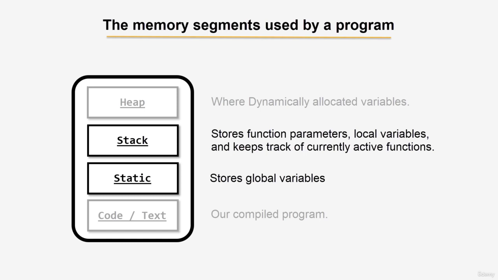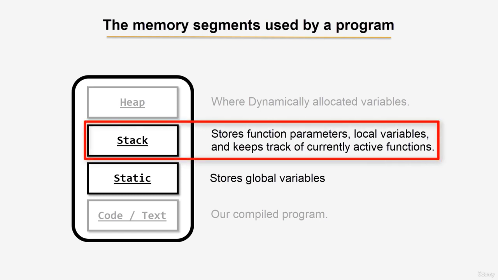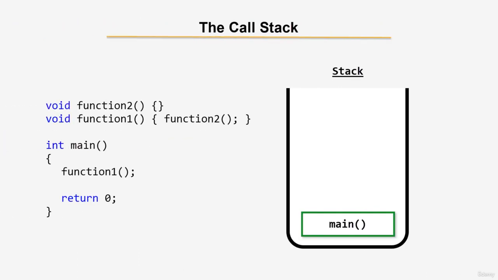I mentioned these memory segments previously in the lesson, and the stack stores function parameters, local variables, and keeps track of currently active functions. To start off with, let's look at an example that works correctly. So we have the main function example to the left, and the stack on the right. Currently, we only have the main function on the stack, and within the body of the main function, we invoke the function 1. Just as an example, program execution moves to function 1.